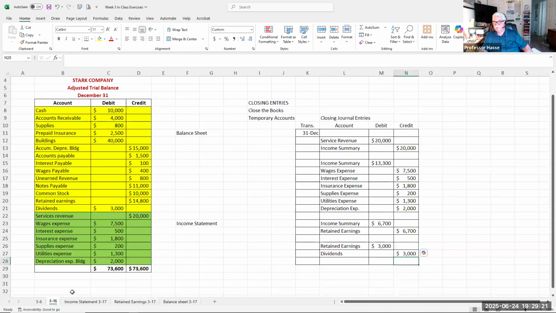This is an example of what chapter 4 is about, closing the books. Notice I did no journal entries that involve any of these accounts here. I've only closed the temporary accounts here, and here's that closing entry example. And then from this, I do this.